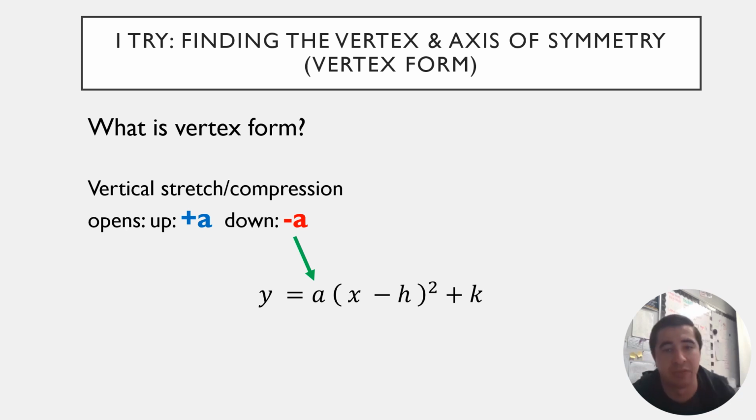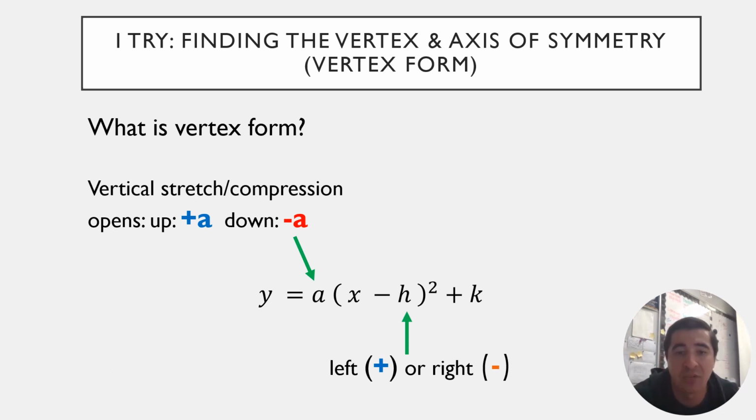if it's negative. The h value, though, tells us if it's going to move the function to the left from the origin or to the right if it's negative. Finally, k moves our function either up from the origin, 0, 0, if it's positive, or down if it's negative.